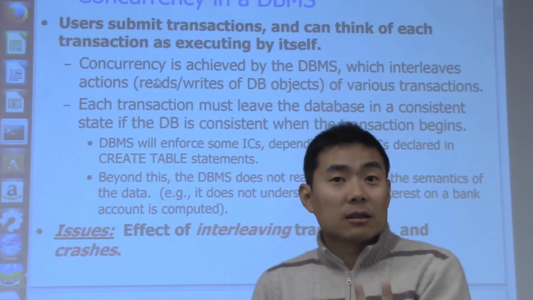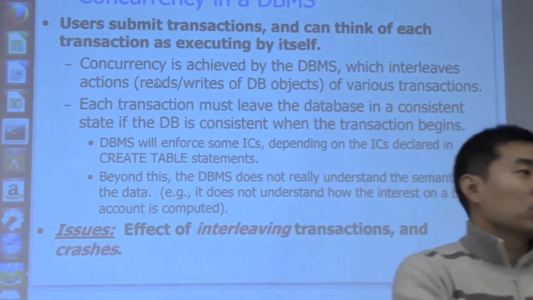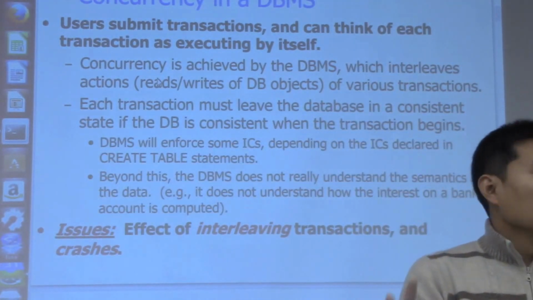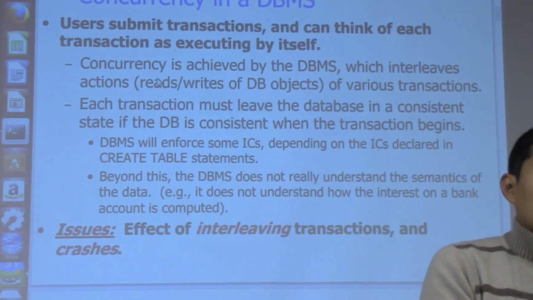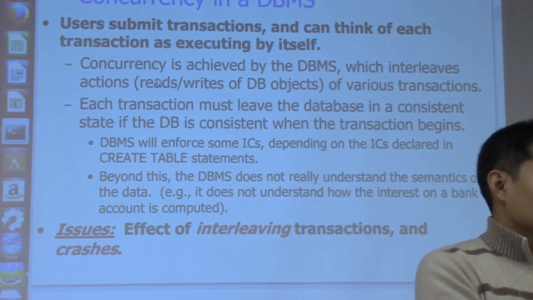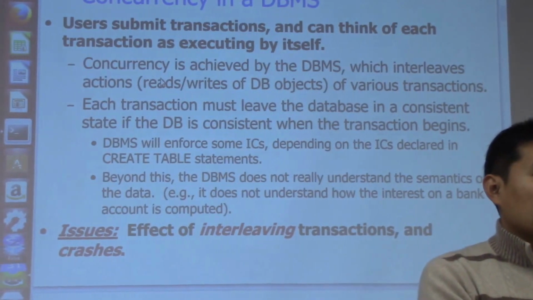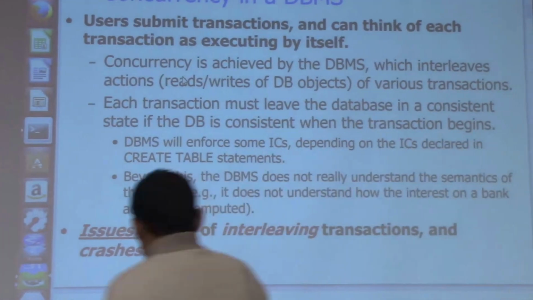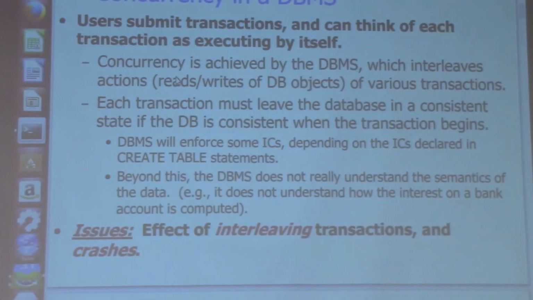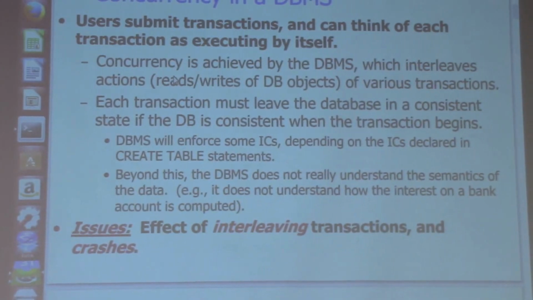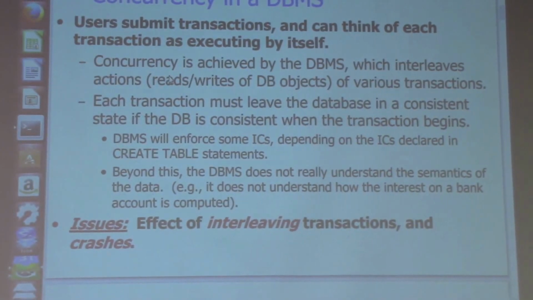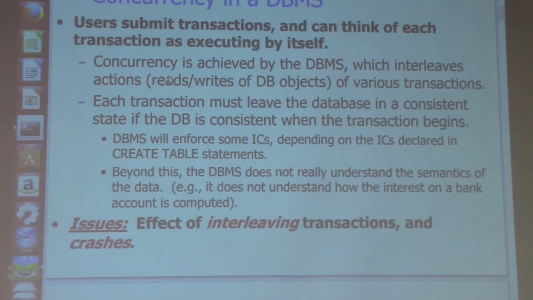You follow me? Whether you try to change this to 200 or 2 million, database views that as a write to this object. What's the meaning of it? I don't understand, I don't care. Okay? And the challenge is how do you interleave these actions in a way that you can still ensure serializability.